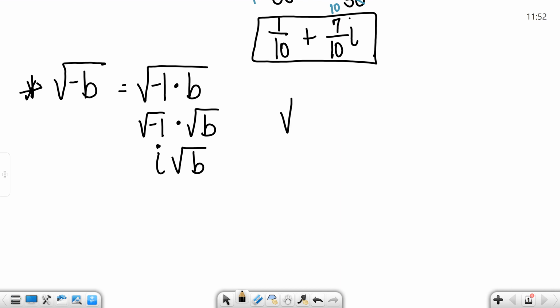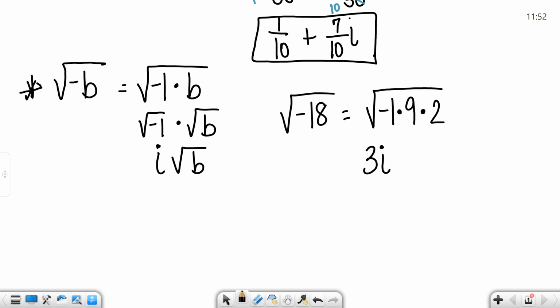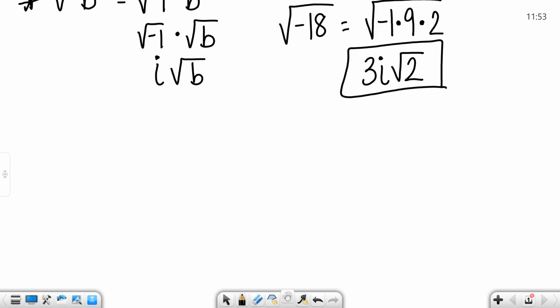So let's say I'm asking you to do the square root of negative 18. Well, 18 is not a perfect square, but I can do negative 1 times 9 times 2. I know the square root of negative 1 is i. I know the square root of 9 is 3. So I bring out 3i, and this 2 stays inside. Right? So let's make that problem get a little bit bigger.